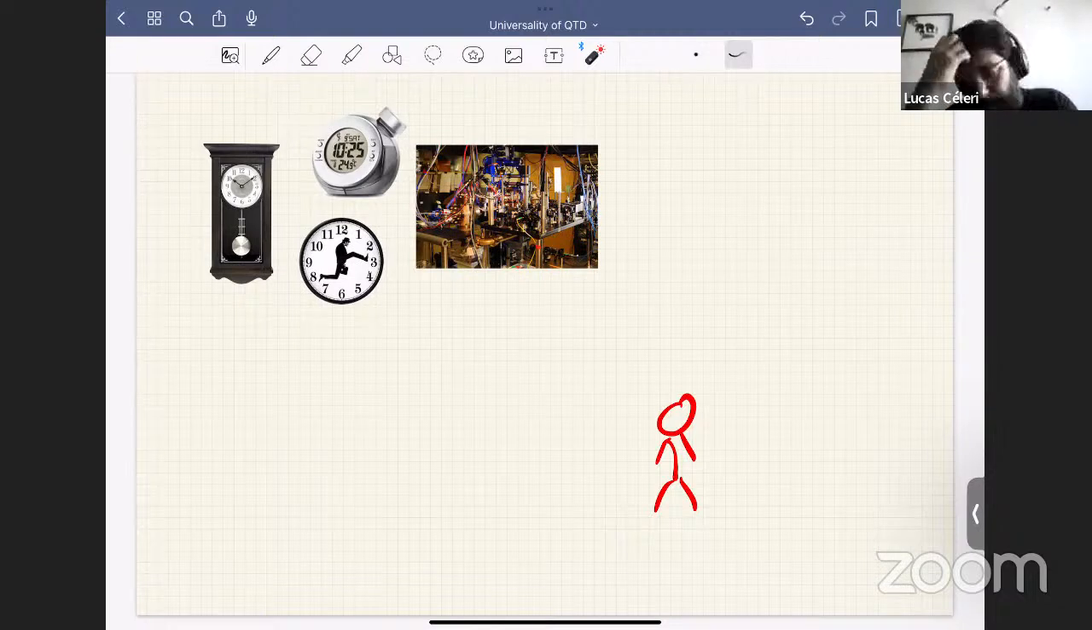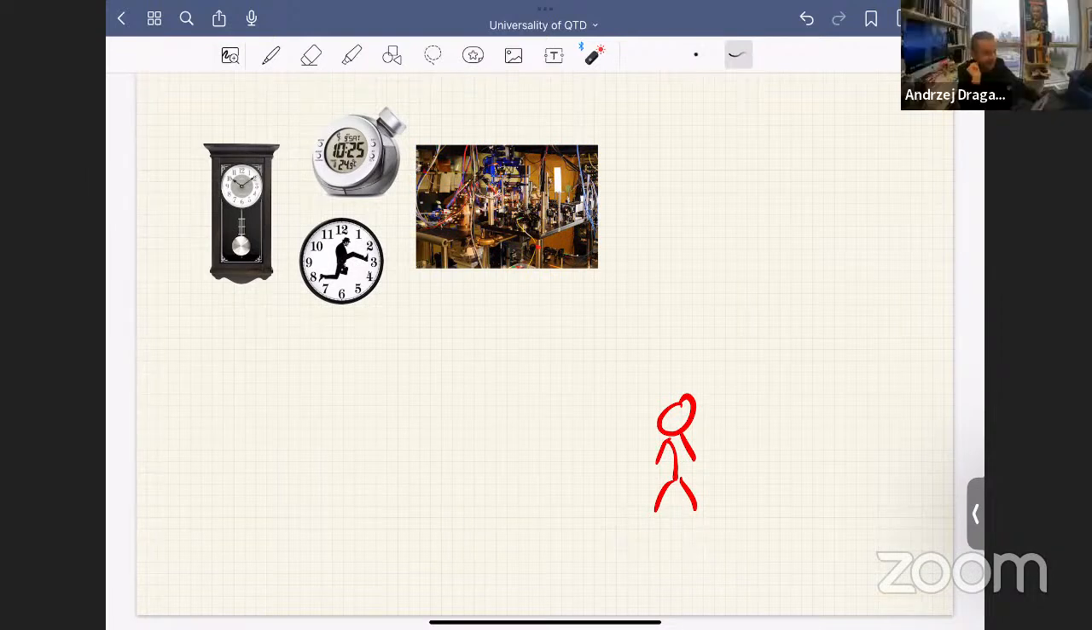But this is not exactly related to time dilation. It is an effect of the fact that the clocks that you're considering are many-body clocks. So it's an effect on a many-body thing that you are accelerating.